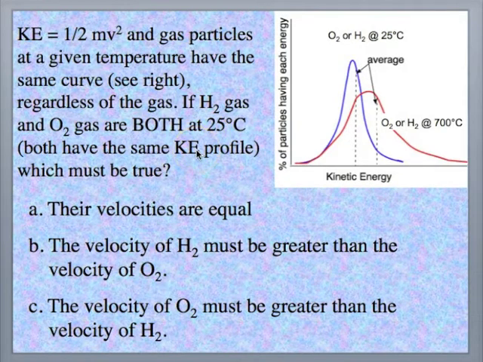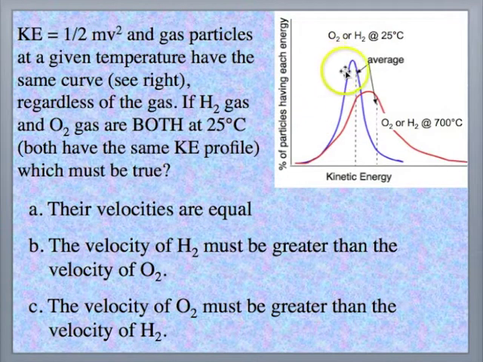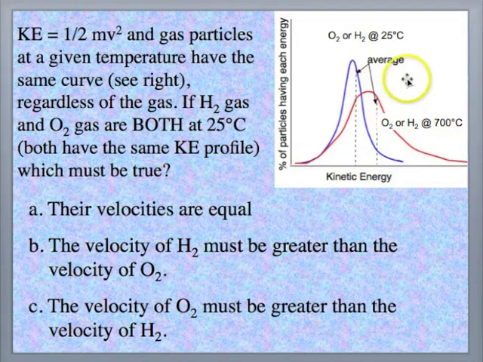Now, here's an incredibly important concept. The kinetic energy at a given temperature is the same for all gases. It doesn't matter whether you're talking about oxygen or hydrogen. If you're talking about kinetic energy, not speed, but kinetic energy, then oxygen and hydrogen have the same Boltzmann curve distribution. At 25 degrees, it's the blue. At 700 degrees, it's the red. That works for oxygen. That applies to hydrogen.